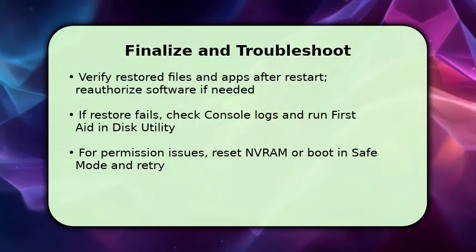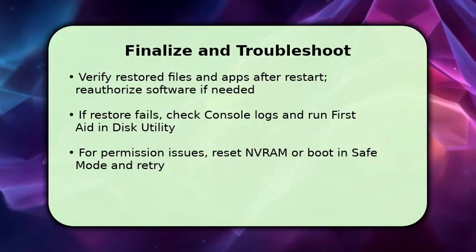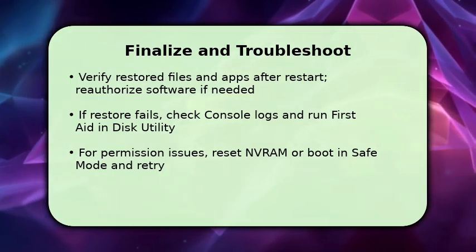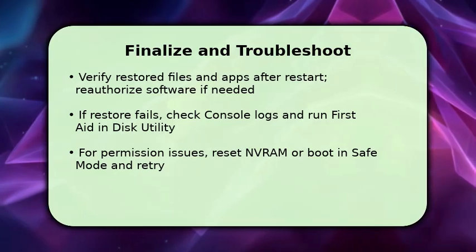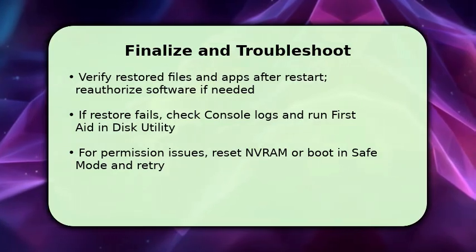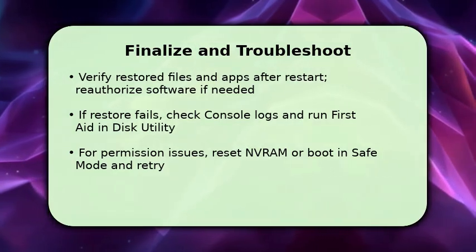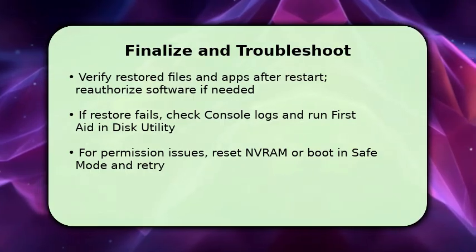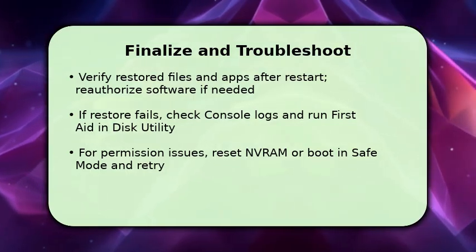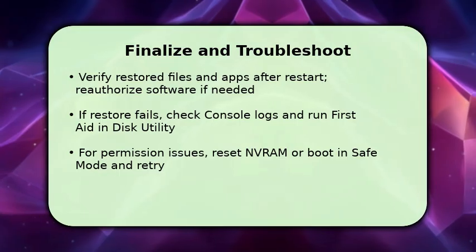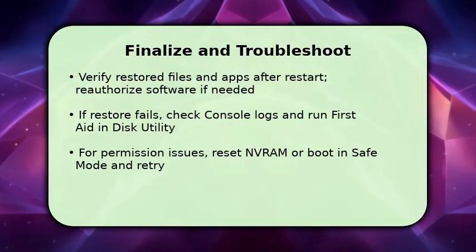If something goes wrong, check console logs for errors and run First Aid in Disk Utility on both backup and target disks. Once done, if permissions or startup problems persist, reset NVRAM or boot into safe mode and try a selective file restore. This sequence resolves most problems and gets you back to normal quickly.